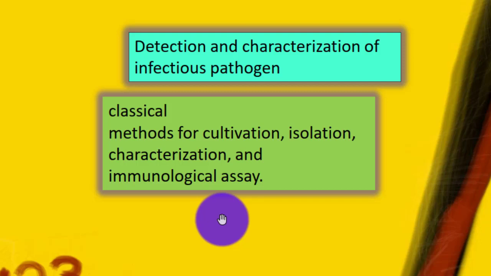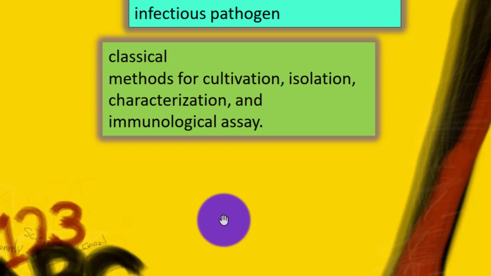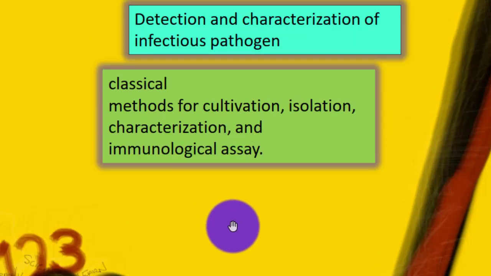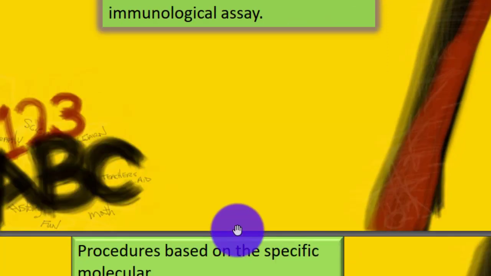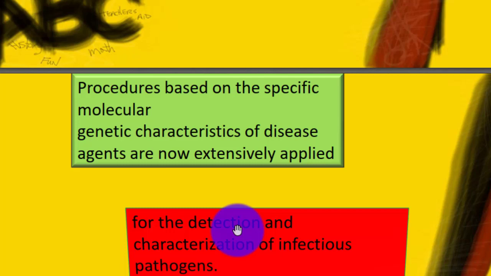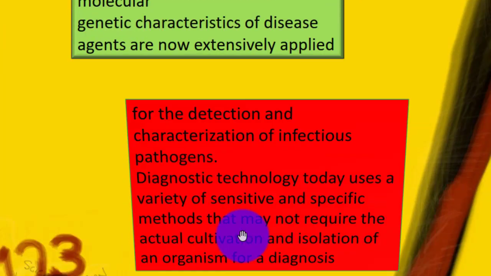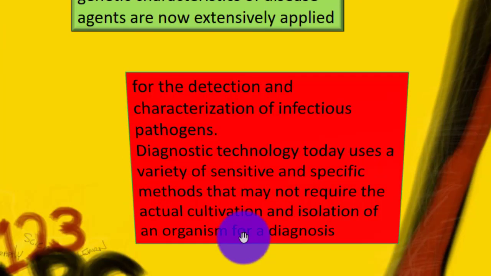Detection and characterization of infectious pathogens. There are two methods, the classical methods and the molecular methods. The classical methods are cultivation, isolation, characterization, and immunological assay. The molecular methods are based on the specific molecular genetic characterization of the disease agent, and are now extensively used for detection and characterization of infectious pathogens.